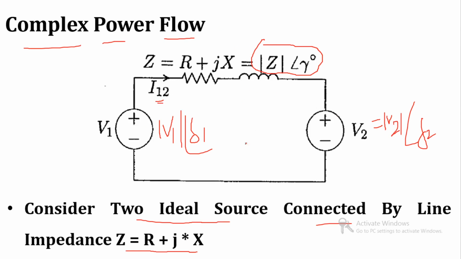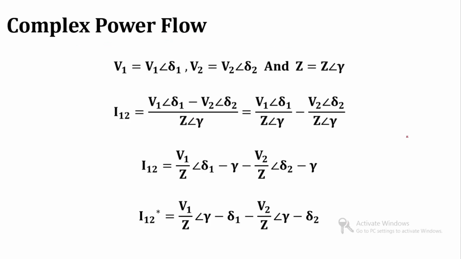So we will use this notation for this particular theory: Z is equal to mod Z at an angle gamma, V1 equal to mod V1 at an angle delta 1, V2 equal to mod V2 at an angle delta 2. So this is the notation that we have already considered: V1 at an angle delta 1, V2 at an angle delta 2, and Z at an angle gamma.